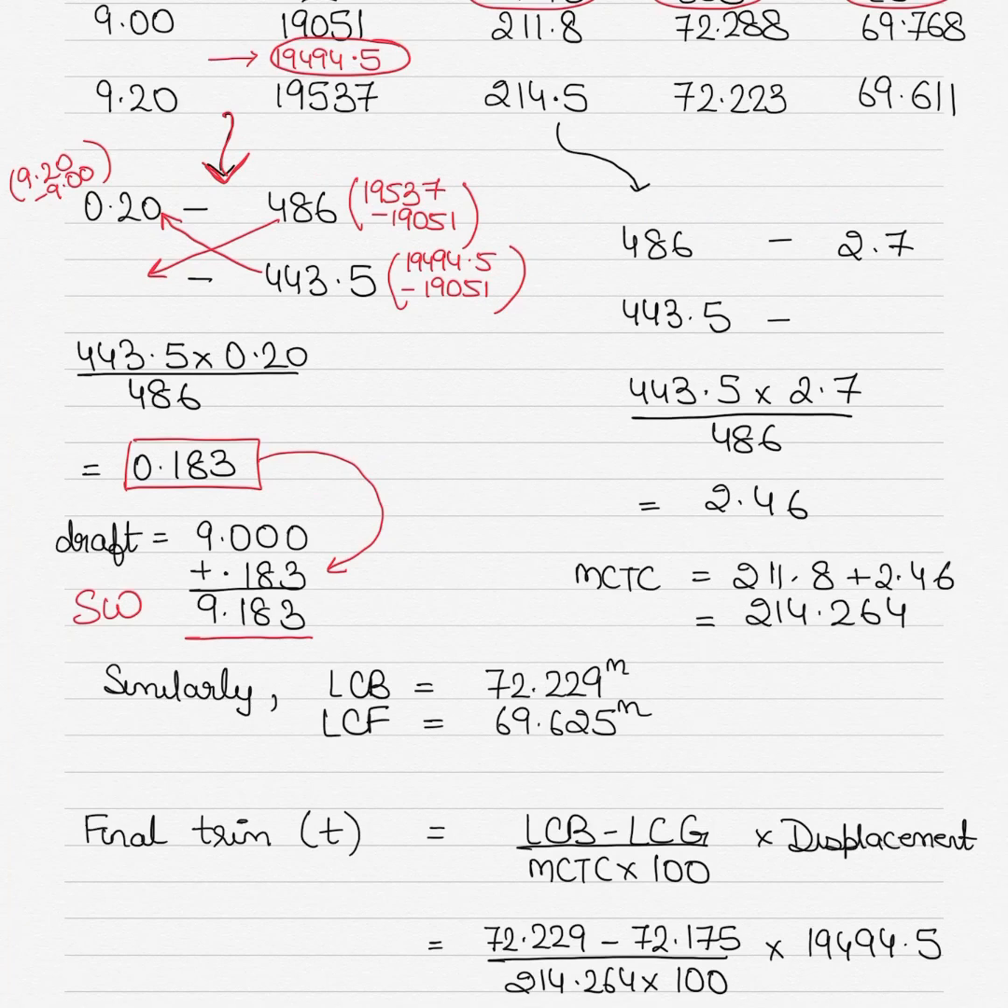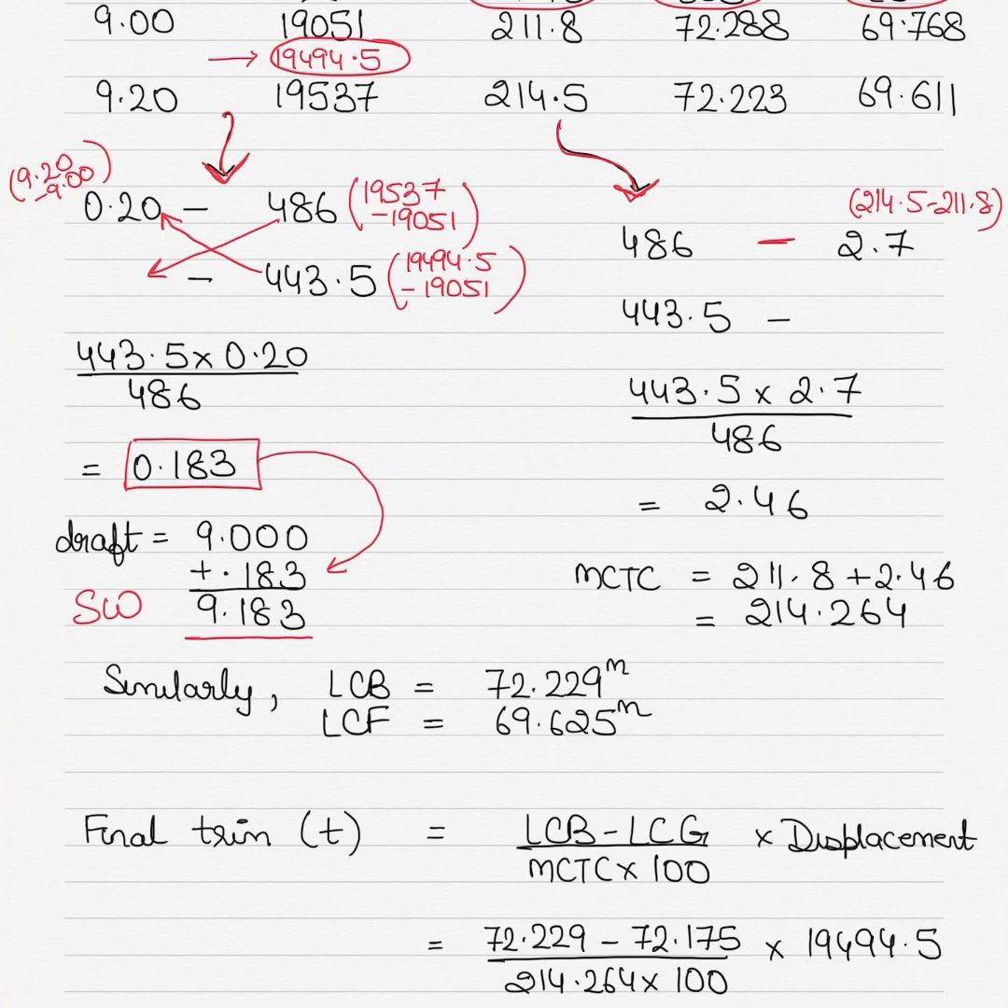We will go back and also find out the forward and aft drafts. But to do that, we need some parameters. So we have to find out MCTC. Now you can see here, I have found out MCTC. MCTC can also be found out the same way, but you have to remember, you have to take the displacement as a parameter. So for a difference of displacement of 486, you have a difference in the MCTC of 2.7. Where did I get my 2.7 from? 214.5 minus 211.8.